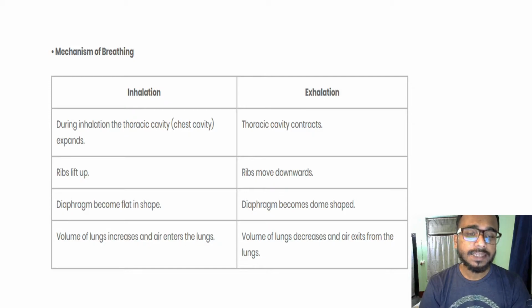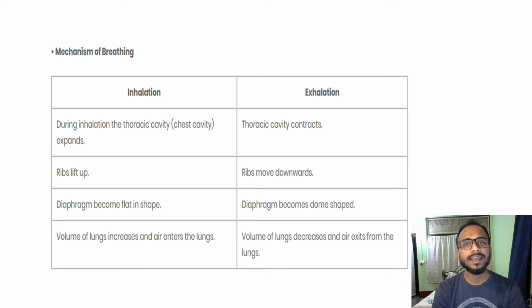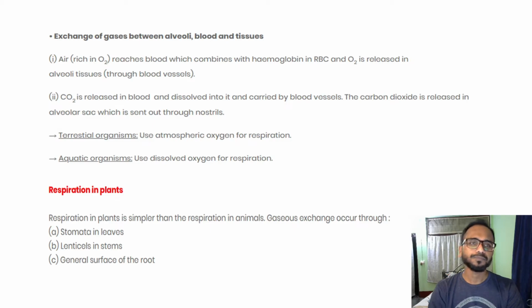Volume of lungs increases and air enters the lungs. We all know, when we take in oxygen, when we inhale, the volume of our lungs expands, so air enters the lungs. During exhalation, the volume of the lungs becomes smaller and the air exits from the lungs. Okay, very simple. You need to remember this also.